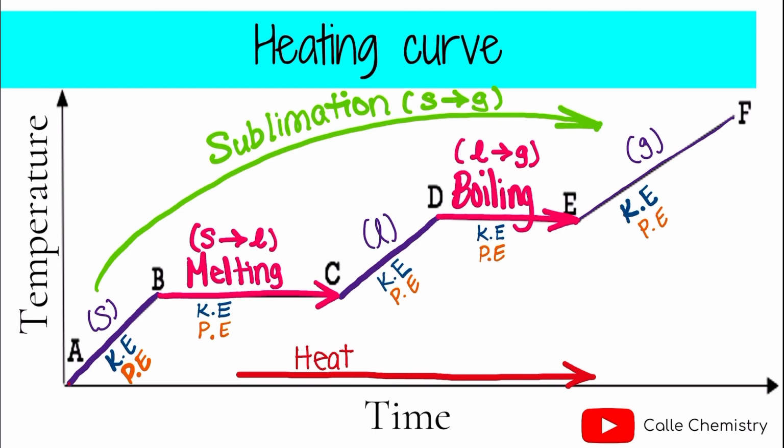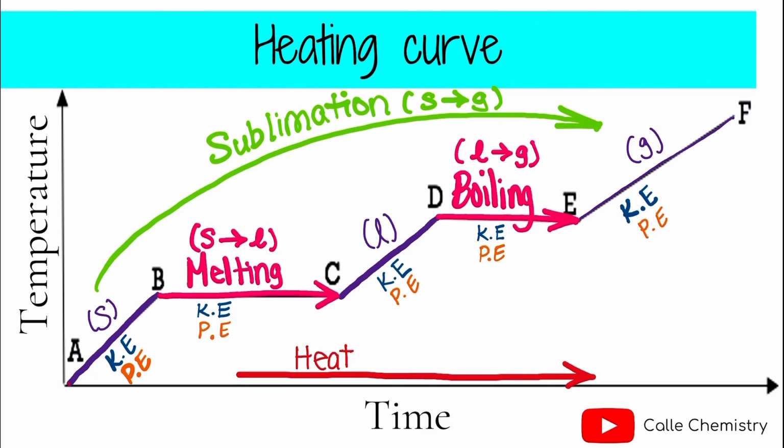From C to D, it is now a liquid. From D to E, the liquid is now boiling and becoming a gas. So liquid to gas. And then from E to F, the substance is a gas. So we have one phase change that is jumping from solid to gas. So it goes from a solid directly to a gas, and that is called sublimation.